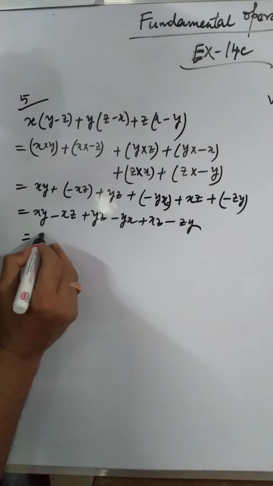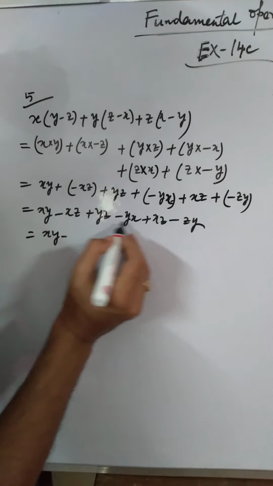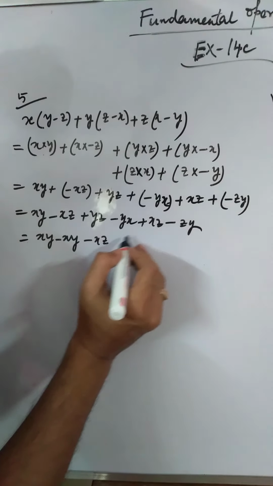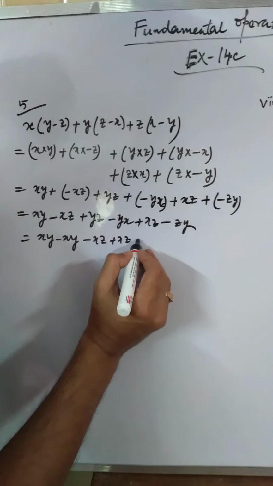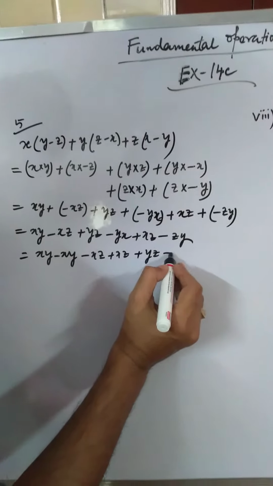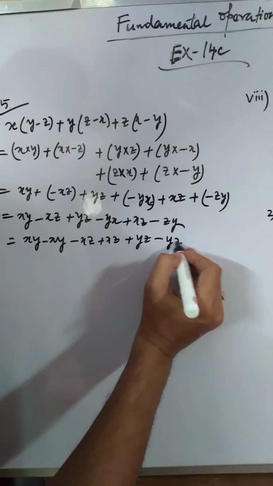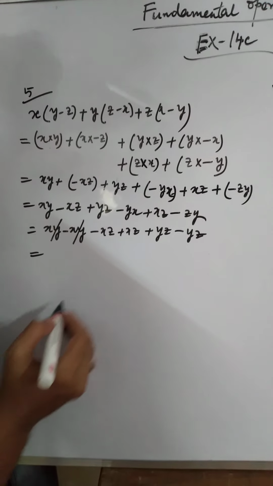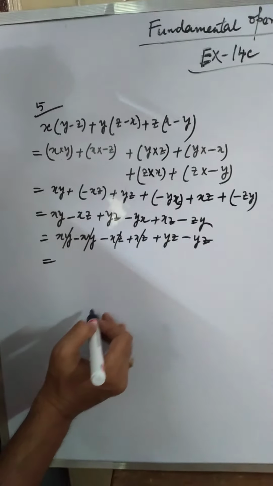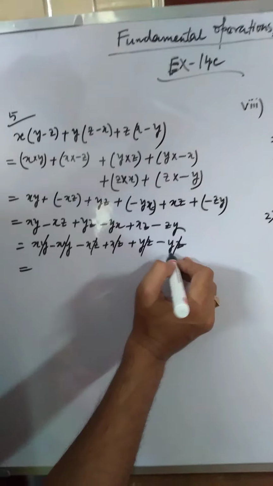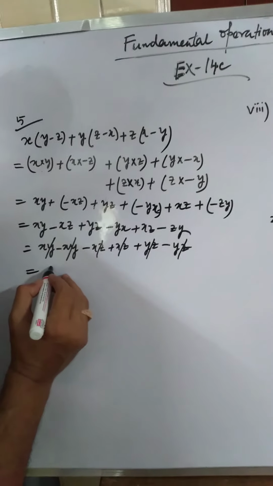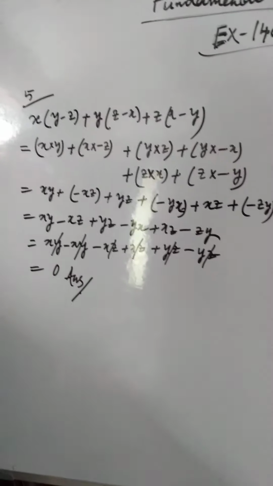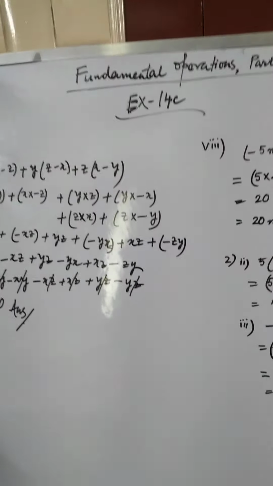Now arrange the like terms. Xy minus yx means xy, minus xz plus xz, plus yz minus zy means yz, the same. So plus xy minus xy cancelled out, minus xz plus xz cancelled out, minus yz plus yz cancelled out. So the answer is 0. So here it is, the simplification.